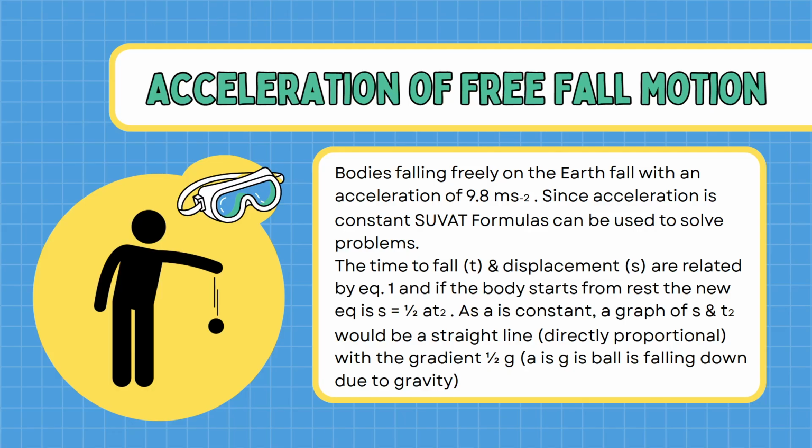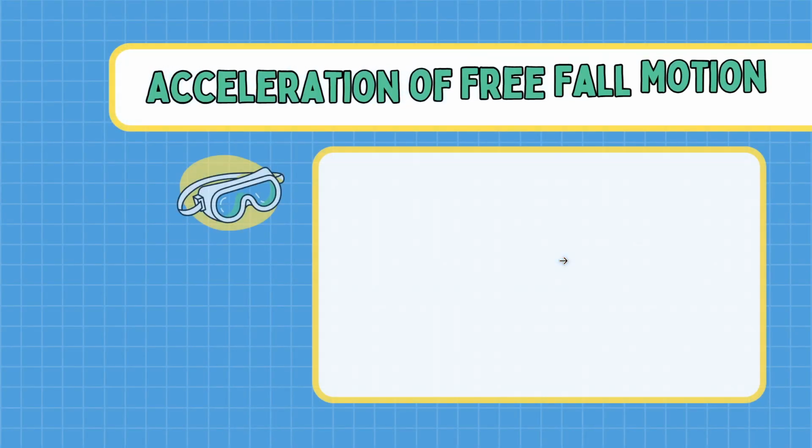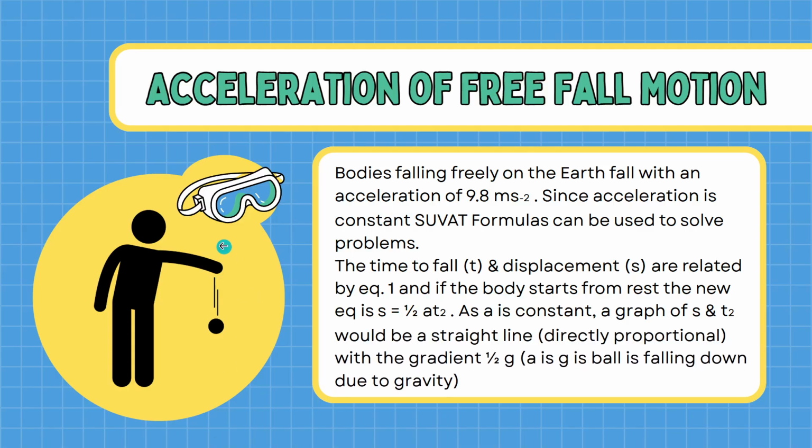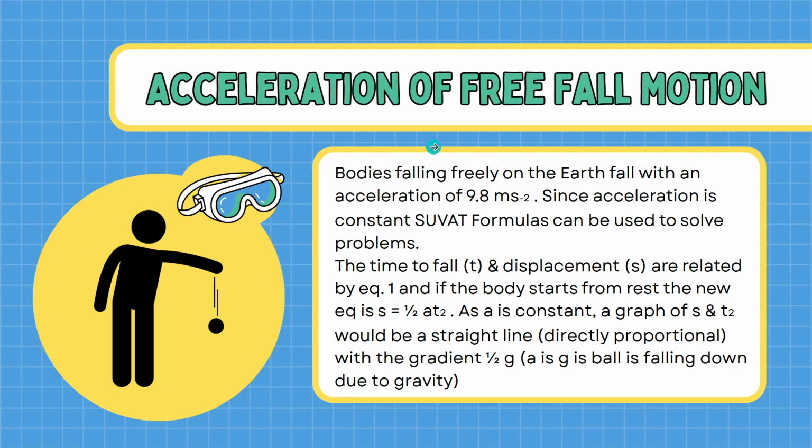Next, acceleration of freefall motion. Now this is a better example of what I have mentioned before. A body falling freely on the earth falls with an acceleration of 9.8 meters per second squared. Since acceleration is constant, SUVAT formulas can be used to solve problems, because here a needs to be constant, as you can see. So that's very important. Therefore, with gravity, when a ball is moving down, I'll come to the example real quick, it can be used to solve problems.